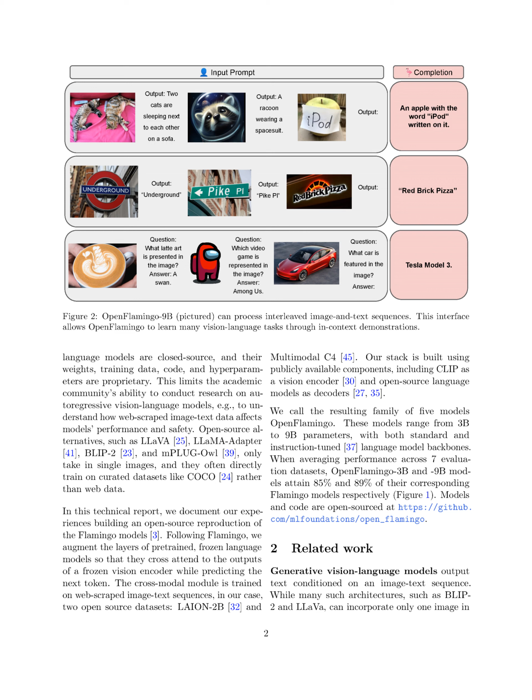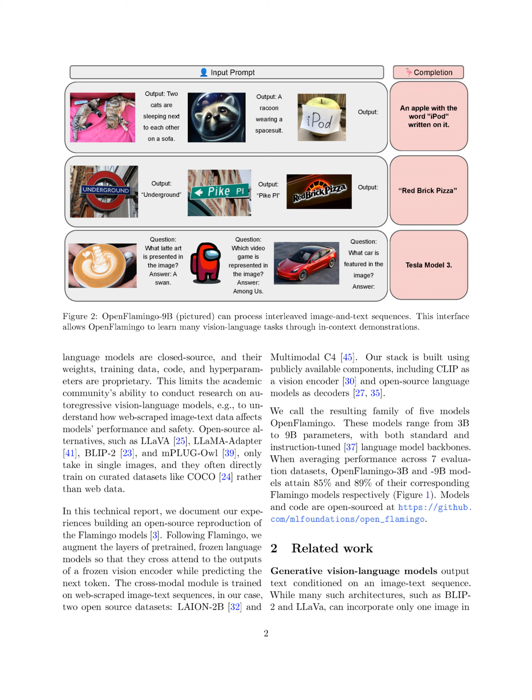We used publicly available components to build our stack, including CLIP as a vision encoder and open-source language models as decoders. OpenFlamingo is a family of 5 models, ranging from 3 billion to 9 billion parameters, with both standard and instruction-tuned language model backbones. When we tested these models across 7 evaluation datasets, the OpenFlamingo-3B and 9B models achieved 85% and 89% of the performance of their corresponding Flamingo models. We've made the models and code open source for everyone to use and explore.